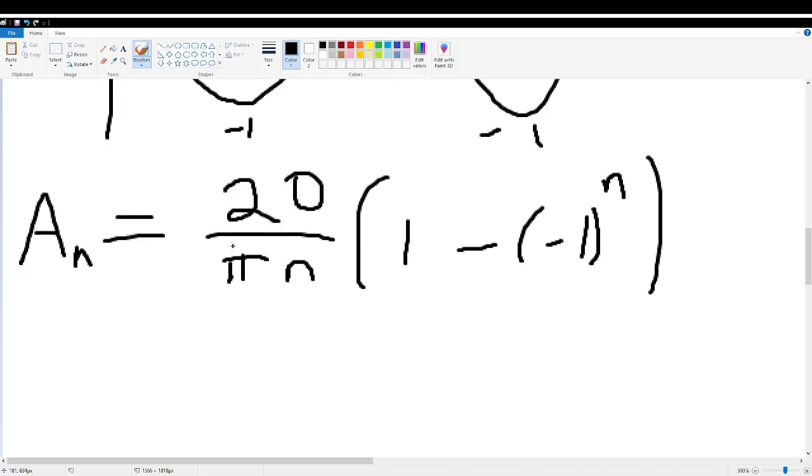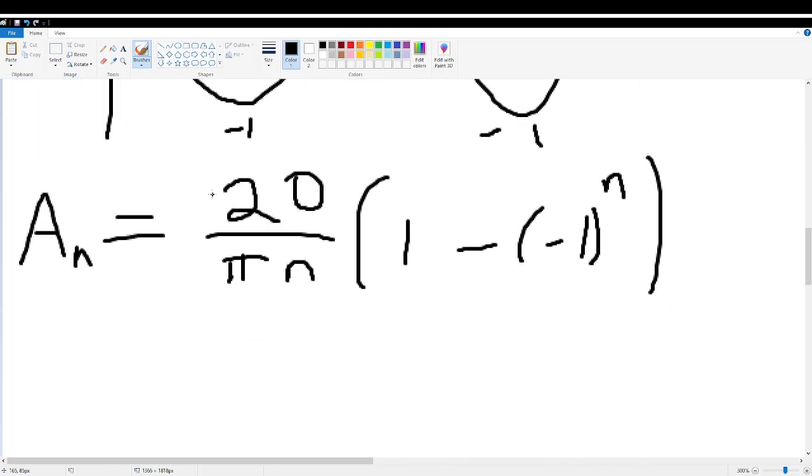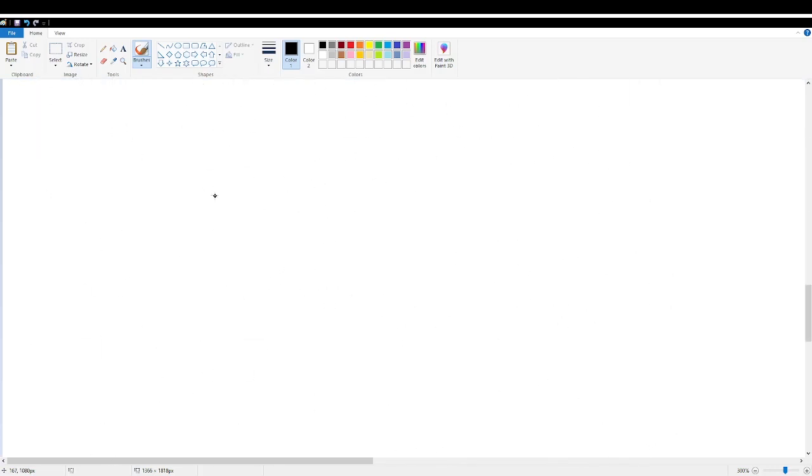Now, we're done. If we plug back in our a of n, and our L, and our k of 1, we're going to get something that looks like a of n times sine of nx times e to the minus n squared t, and the infinite sum of that for however many terms we want. I think it's pretty cool that we're able to do that by hand, but what I think is even cooler is if we plot the function.